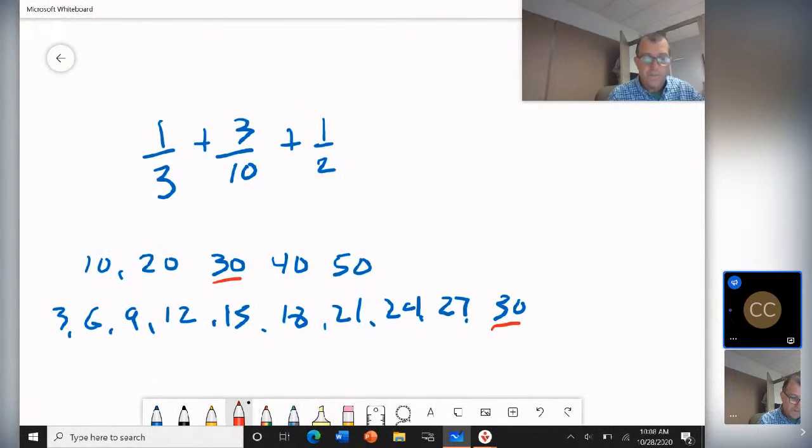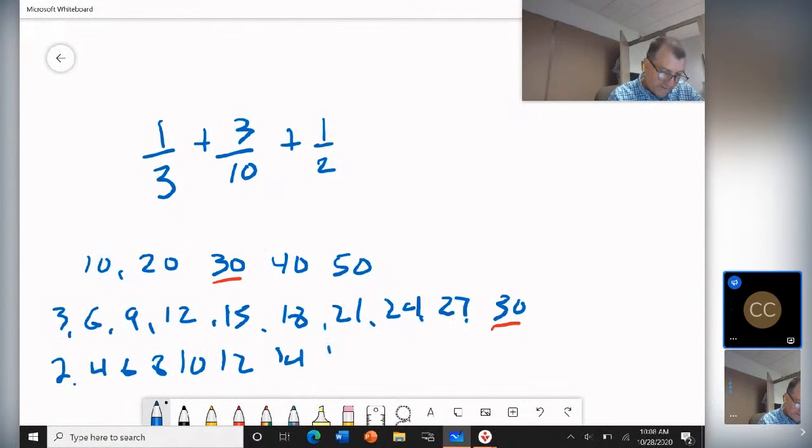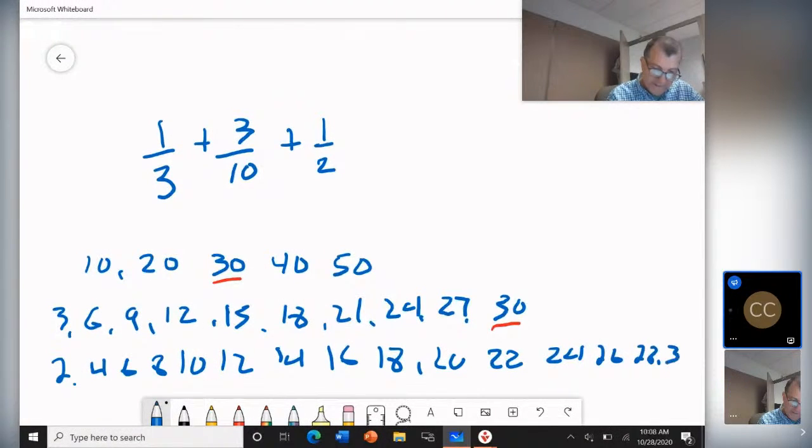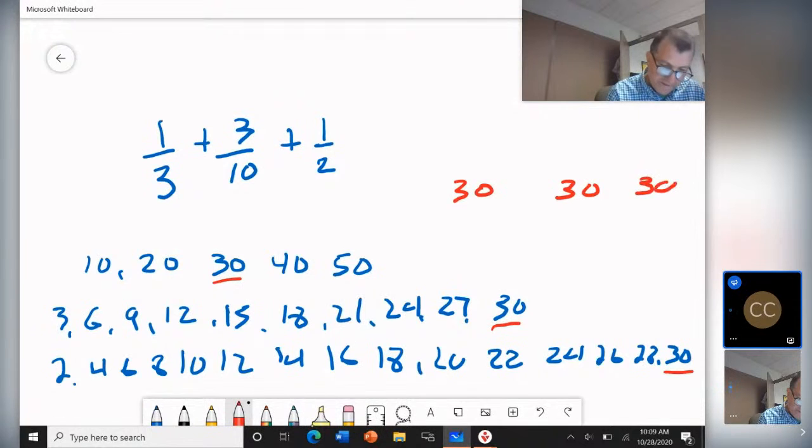Then you're going to look at 2. And we know 2 goes into 30. It's just going to be 15 times. So if we do it long here, it's going to be 2, 4, 6, 8, 10, 12, 14, 16, 18, 20, 22, 24, 26, 28, and then we're going to get there. So we see that 3, 10, and 2 all go into 30. So 30 is going to be our common denominator. So 30, 30, and 30.